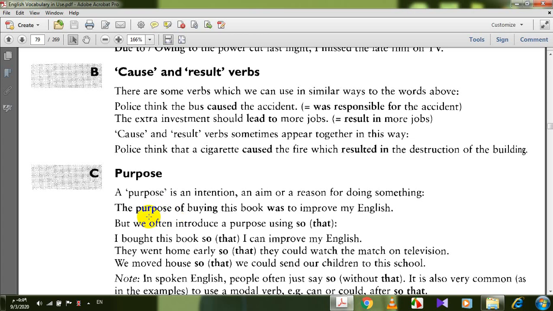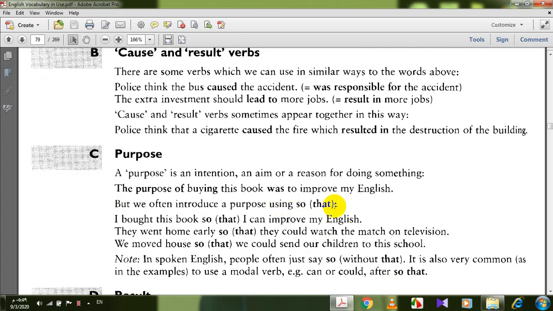Okay, the purpose. But we often introduce a purpose using so or so that. I bought this book so that I can improve my English. Notice that after so that we can use modals, usually can and could, sometimes may. They often occur after so that. So the purpose of buying the book is to improve my English.